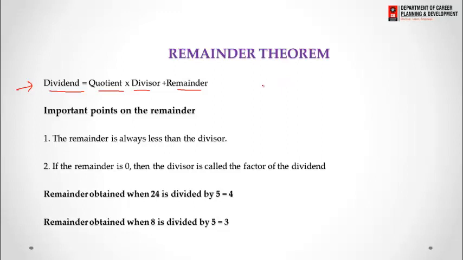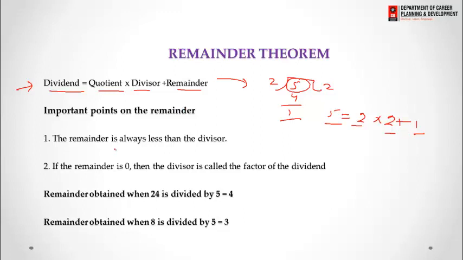If we try to understand the same thing using an example, say 5 is divided by 2, then we have 2 as the quotient and 1 as the remainder. So we can say 5, which is the dividend, is equal to the quotient, 2, multiplied by the divisor, 2 as well, plus the remainder, 1. This way we can understand the remainder theorem: dividend is equal to quotient multiplied by divisor plus remainder.